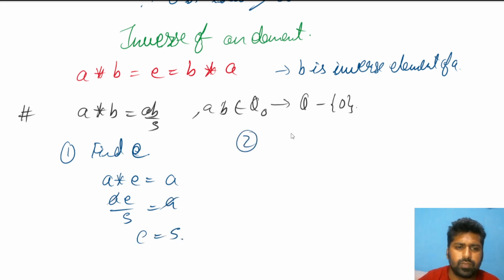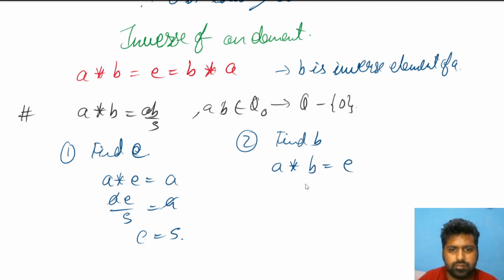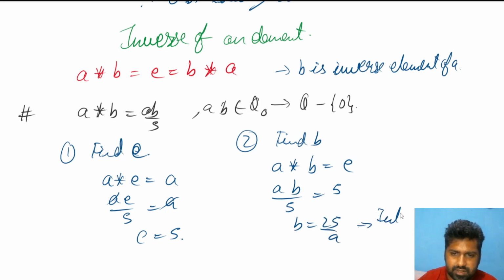Step 2, now find B. So A star B should be E. Of course it is going to be B star A also. So A star B means AB by 5 is equal to E, which is also 5. Okay, so what is B? B is 25 by A. That's the inverse element.